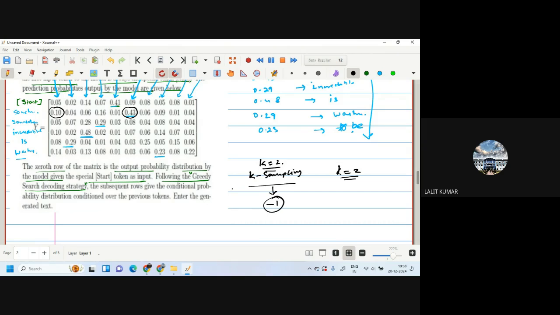Because see how many combinations there will be. Start can give 2. Now if we select this token, it can give 2. This can give 2, and it will keep on increasing. If they give you a small example, only 3 rows, and ask whether this text can be generated by K equal to 2, then we can do the exercise.